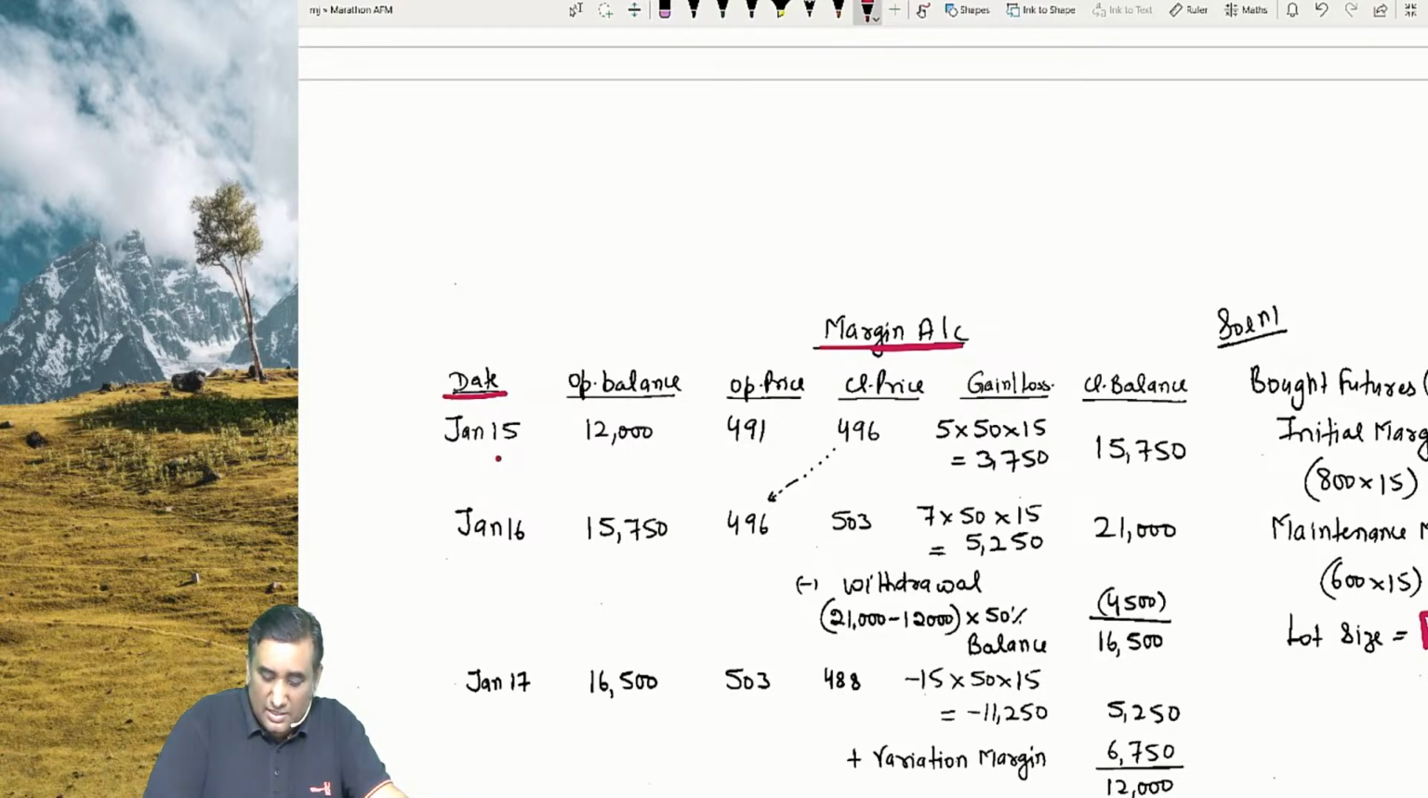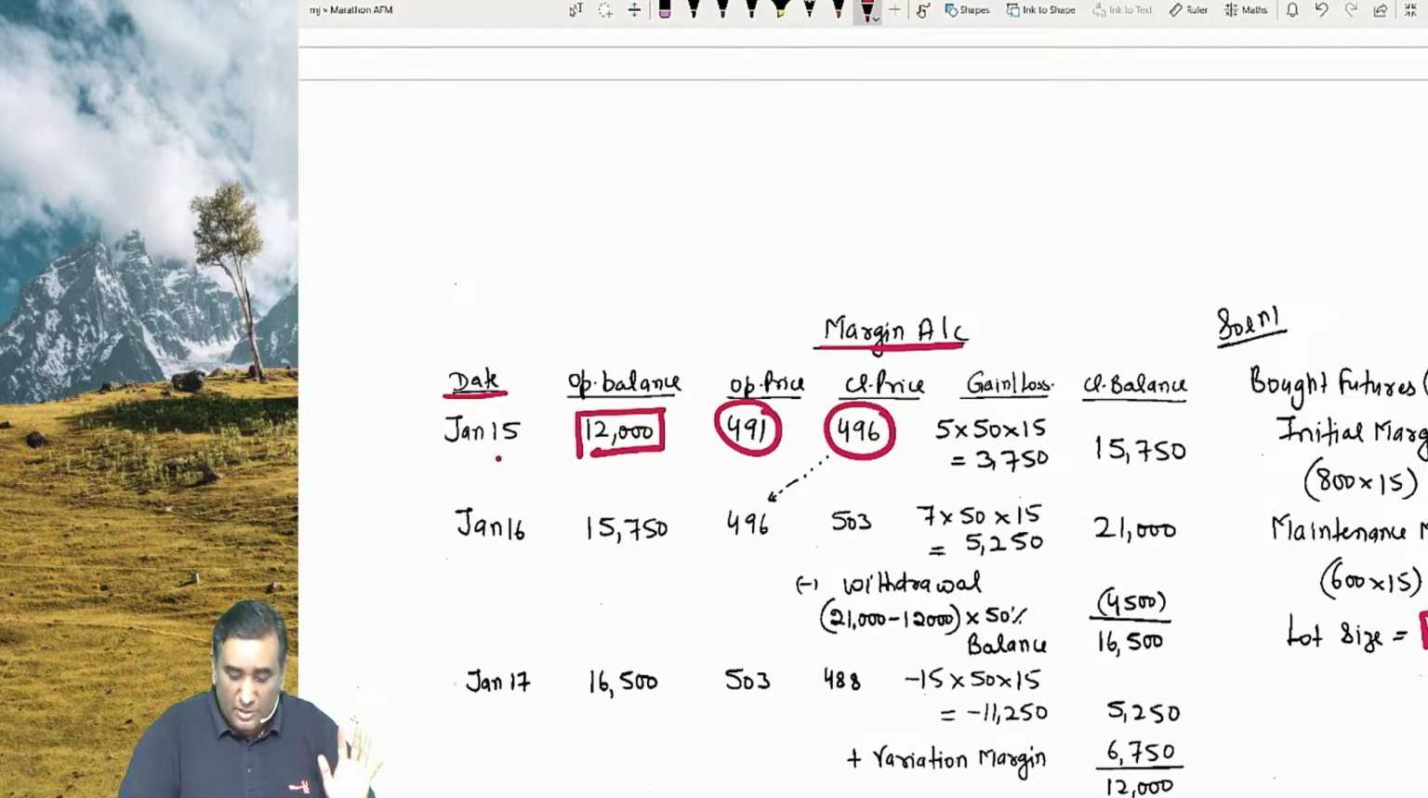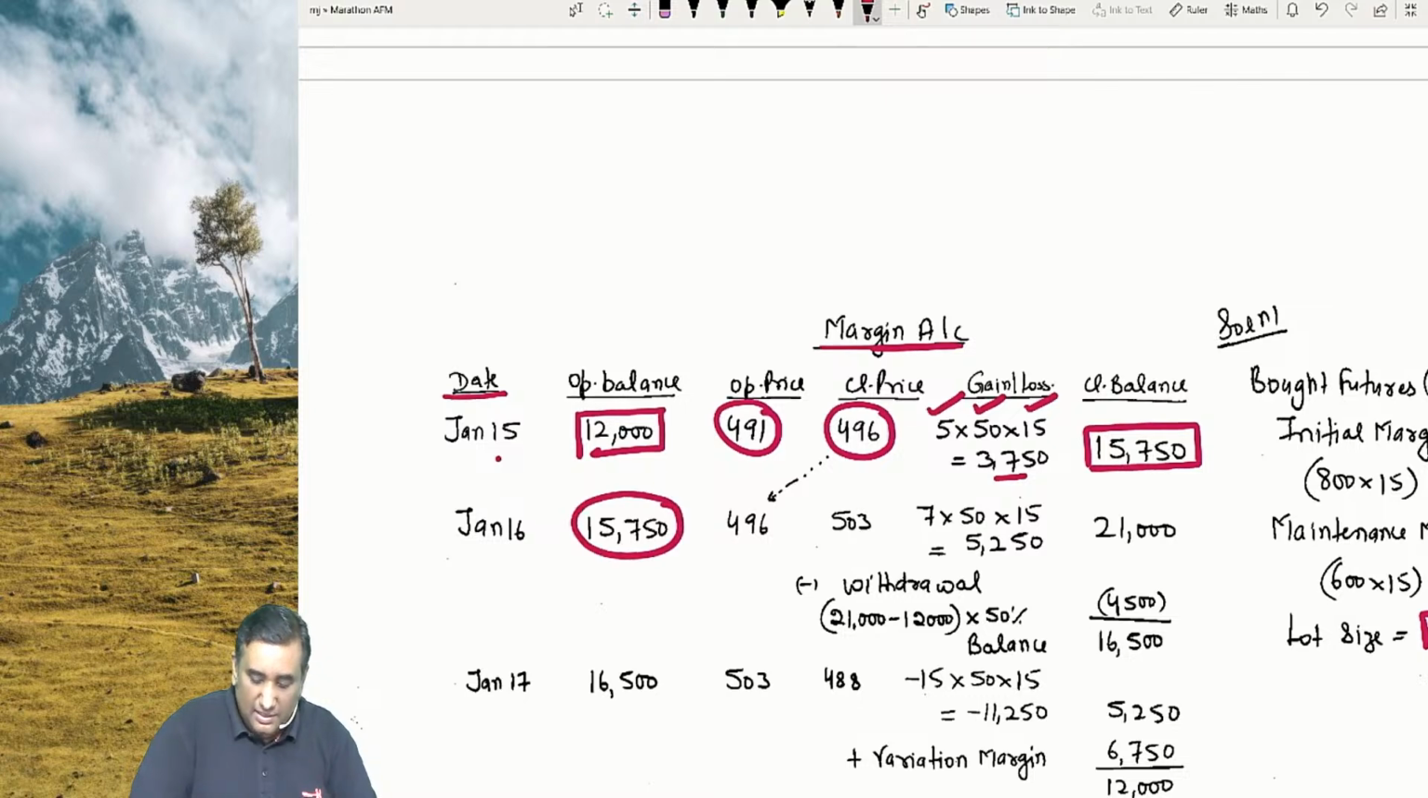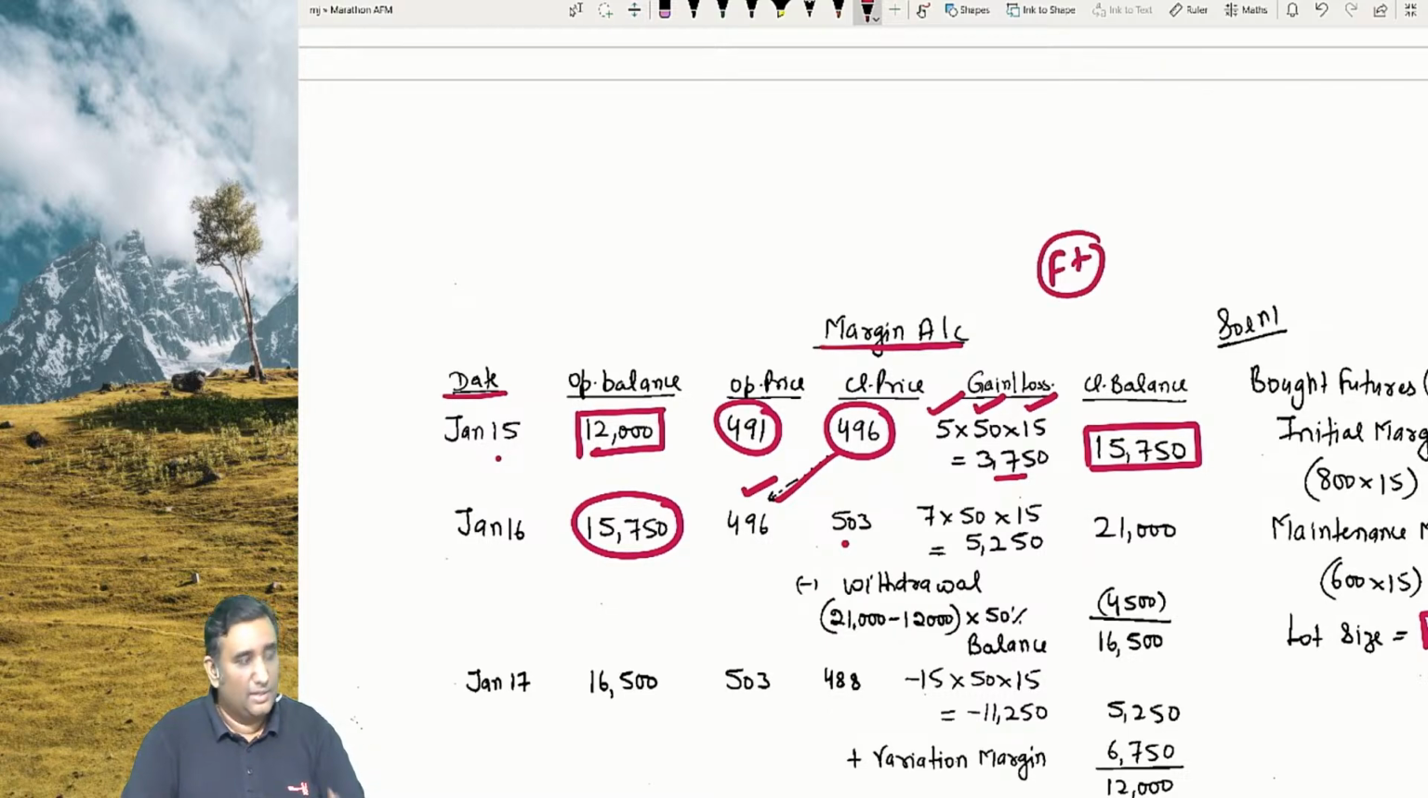In a margin account, this process we call daily settlement or mark to market. On January 15 we started. Opening balance we put as 12. My opening price was 491. Price became 496. So 5 rupees profit into 50 shares into 15 lots. This profit makes my closing balance 15,750. Next date this becomes my starting price. Price became 503. Since I was a plus future buyer, I will benefit when the price goes up. So it will be 7 rupees into 50 into 15. This becomes your balance.